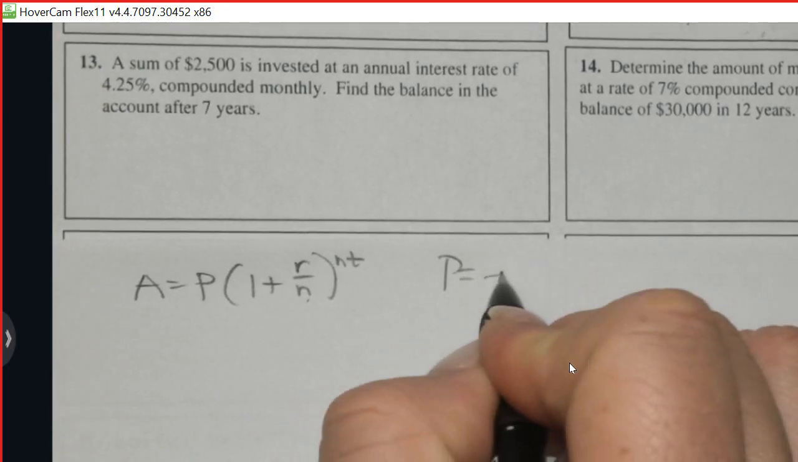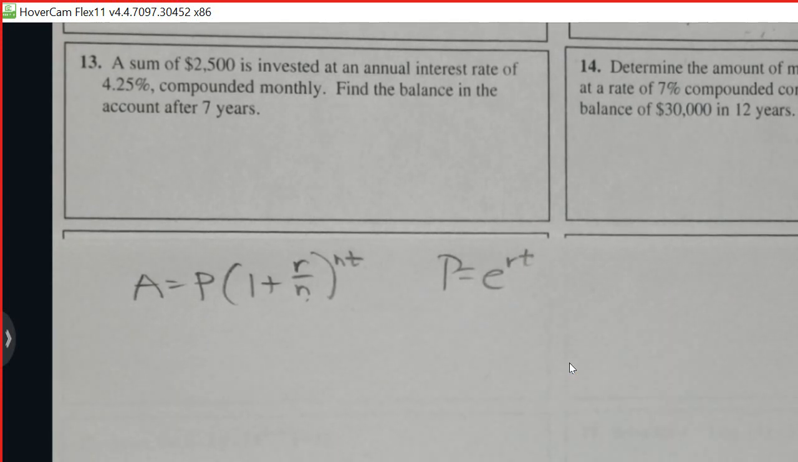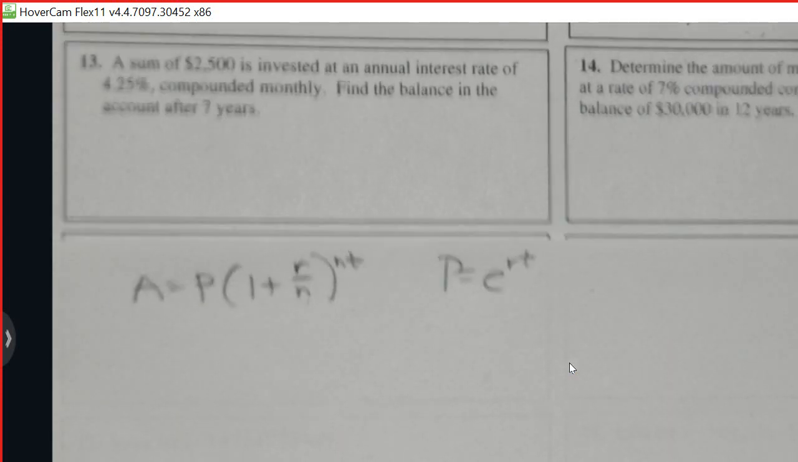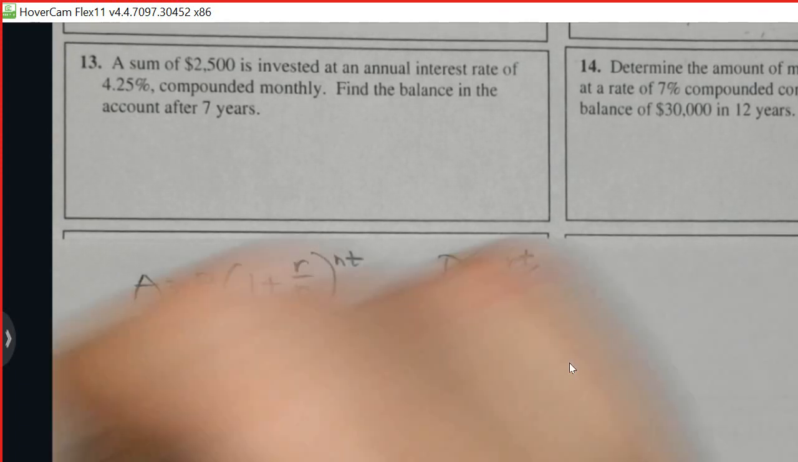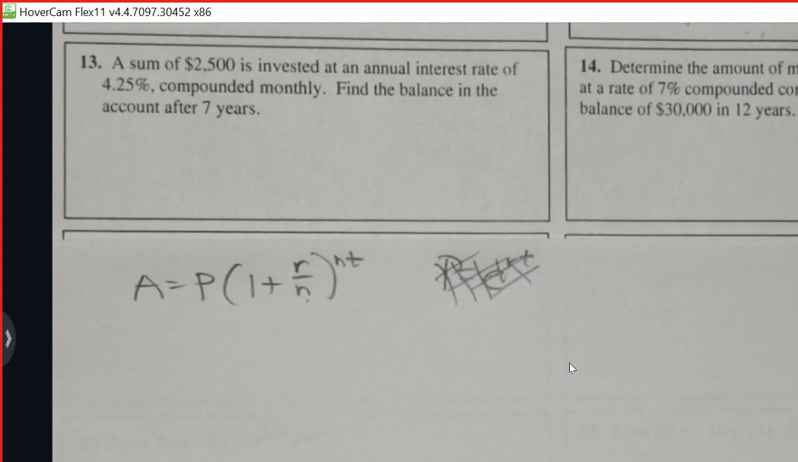And I would have to look it up really quick, but I believe it was something like this. Okay, I may have forgotten an A in front. I just choose to memorize one, and then I replace the N. This is used for continuously compounding. Let's take a look at what we have right now in number 13.